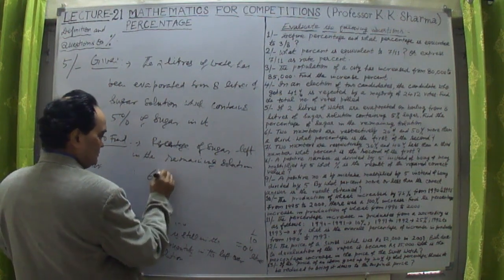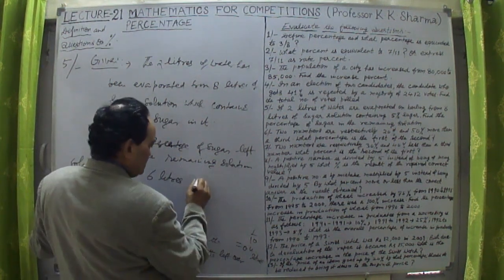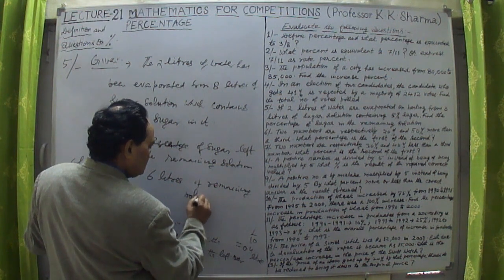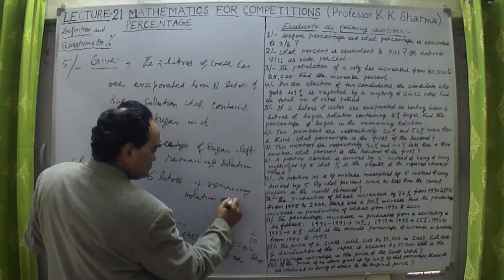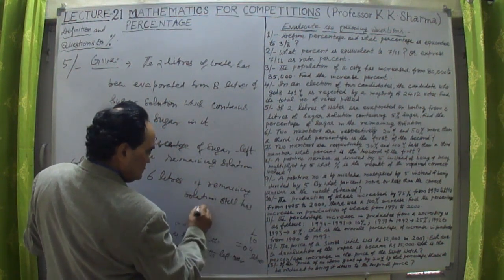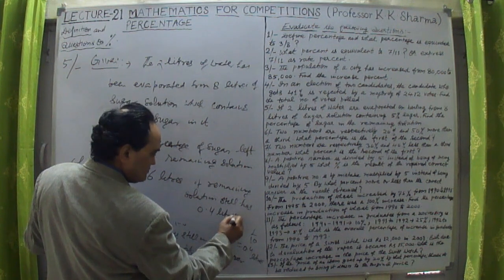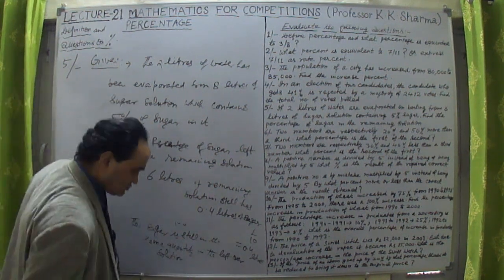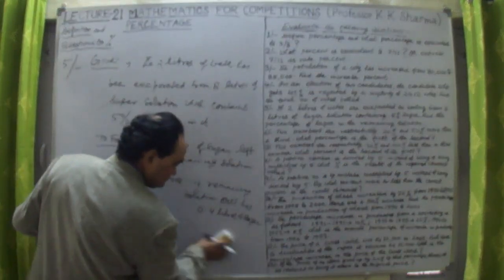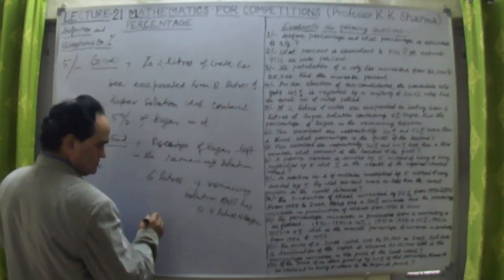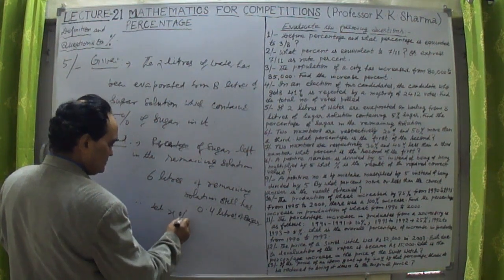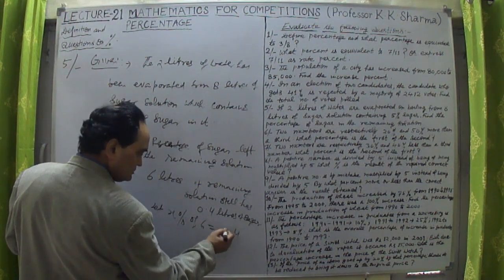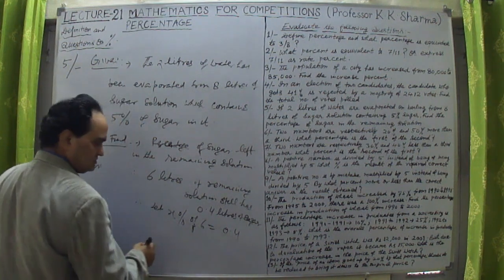Therefore, 6 liters of the remaining solution still has 0.4 liters of sugar. This is an important point. Now this is what percent of 6? Therefore, let X percent of 6 is equal to 0.4. So this quantity, which is of 6 liters, is what percent of 6?